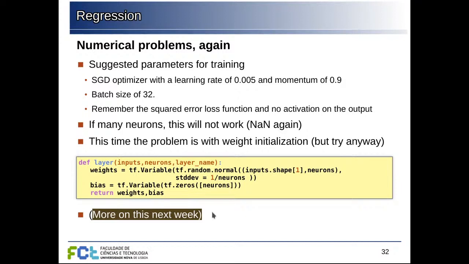So it's more useful to look at the theory behind this when we start using these functions already implemented in the API. But in this case, if you have problems with not a number, try this, initializing with smaller values, and also check for common mistakes.